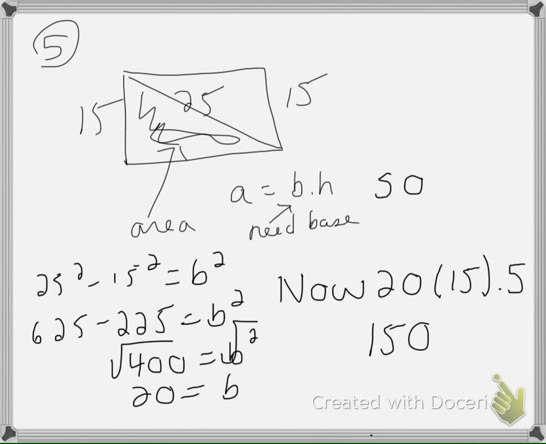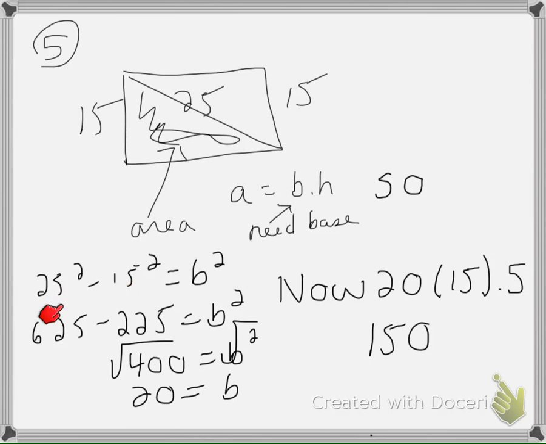Number 5 says that you have a rectangle, and its diagonal is 25. So this time they're telling you what the diagonal is, and with this 15, it's asking you for the area. So area is base times height, but I don't have the base, so I'm going to have to solve for the base. That's this right here, and that's going to be one of the legs, either A or B. So I'm going to do 25 squared minus 15 squared. It gives me the base squared.